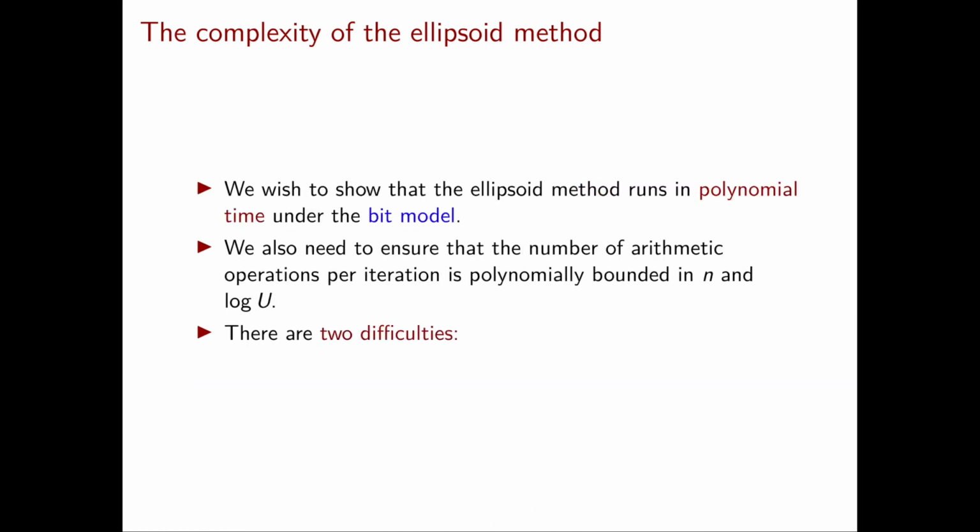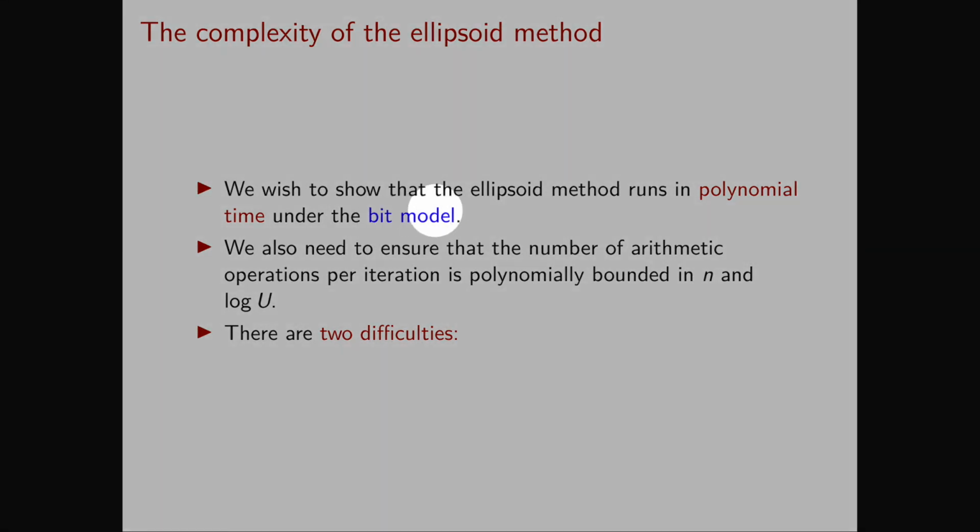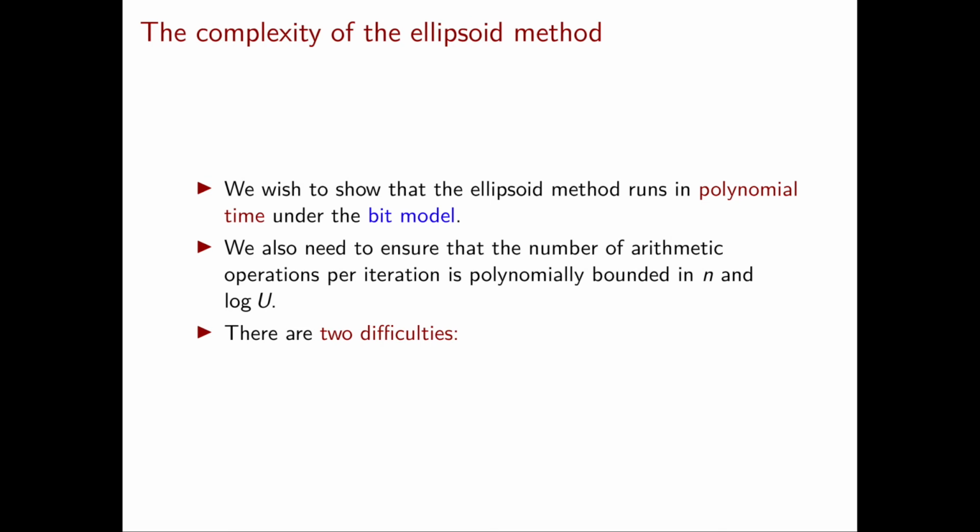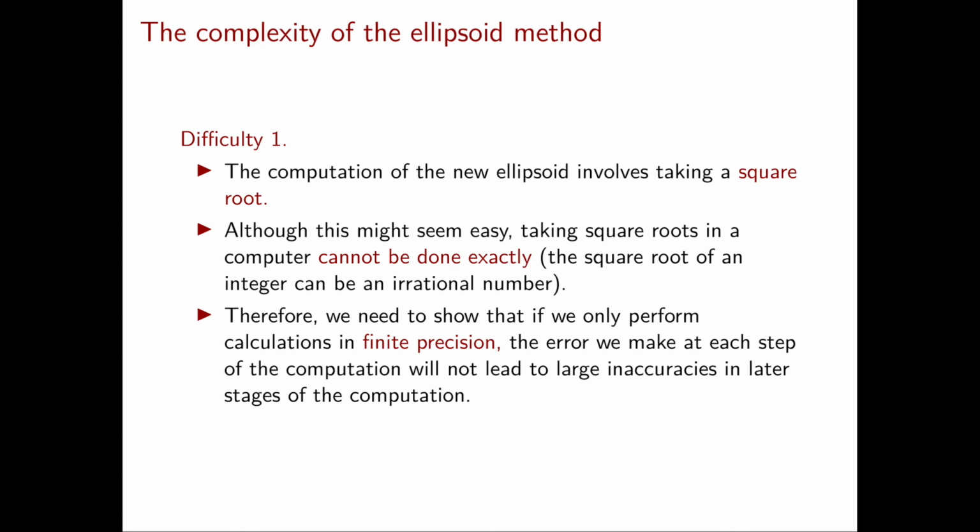Now, to show that the ellipsoid method runs in polynomial time under the bit model, we also need to show that the number of arithmetic operations per iteration is polynomially bounded in n and log U. To prove this, there are two difficulties that we discuss next. The first difficulty involves the computation of the new ellipsoid. As we have seen in theorem 8.1, to calculate the center of the new ellipsoid, we need to calculate a square root. The problem is that we cannot always compute square roots, because a square root can be an irrational number, which cannot be written with a finite number of binary digits, and so it has essentially infinite size.